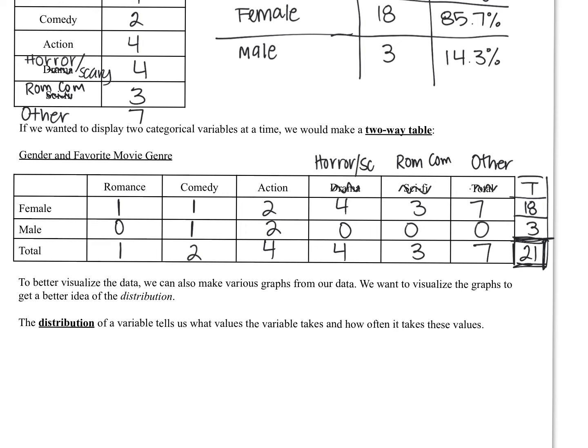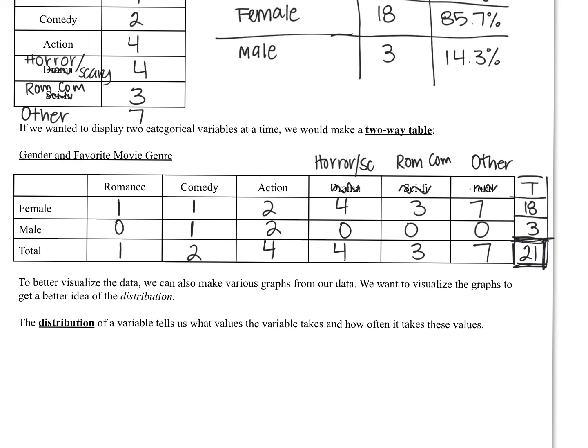So the one romance was a female. The comedy was 1 each, 1 female, 1 male. The action was split up 2 and 2, and that gets us our 3 males. So the rest, the horror/scary, the rom-com, and the other, were all females, and our males were 0.